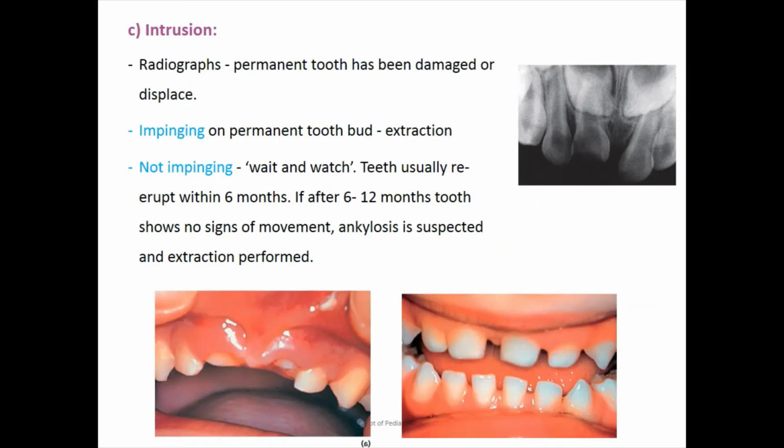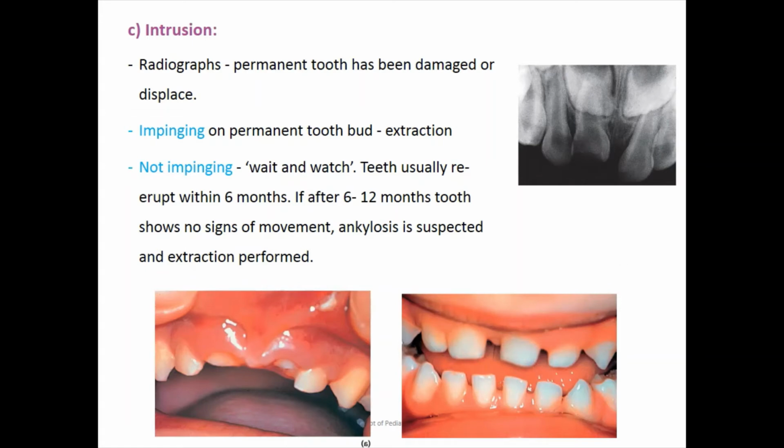If there is an intrusive or intrusion injury, radiographs need to be taken. As you can see here, clinically the crown portion cannot be seen. This is the same patient. As you can see, the tooth has intruded, and this is after 6 to 12 months, when you see that the tooth has erupted back into position.